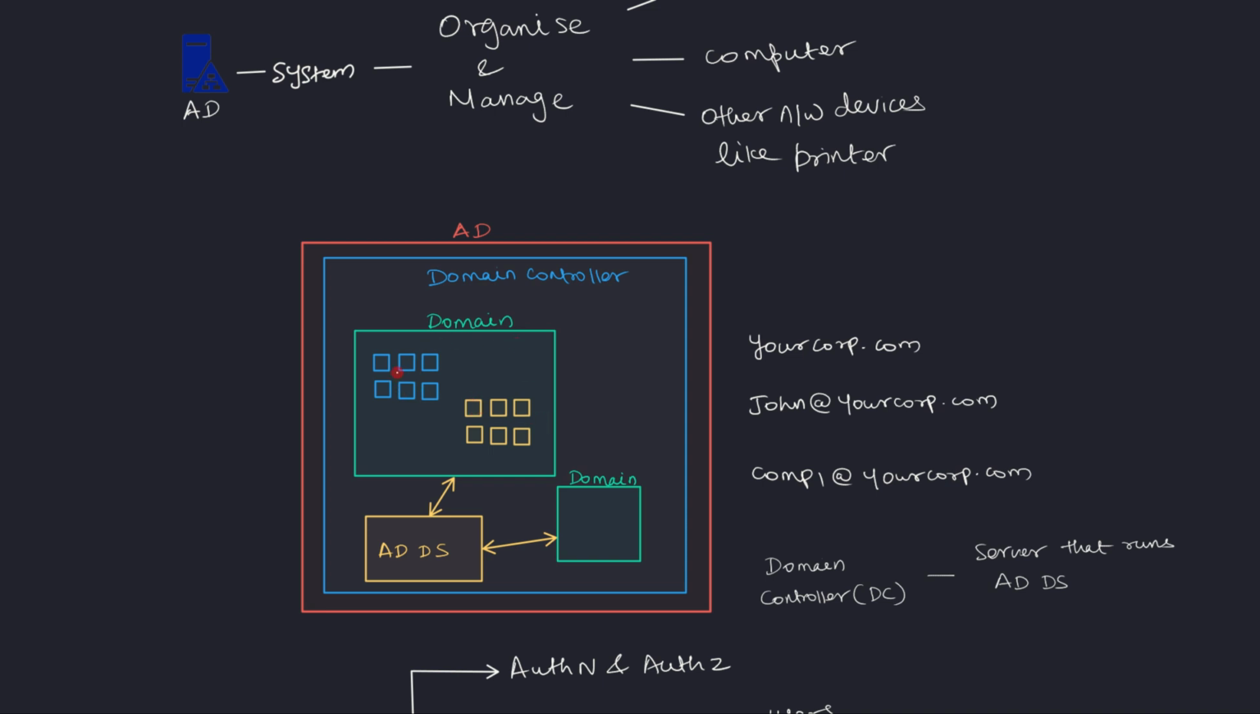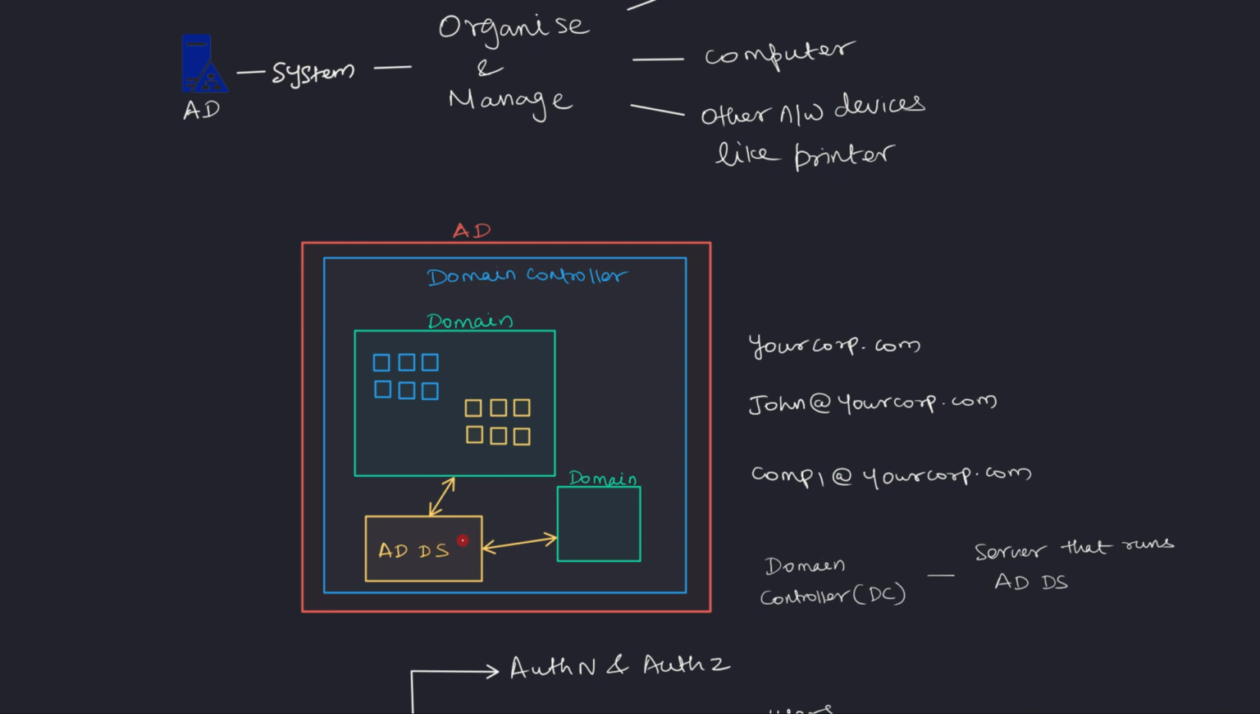For each of the users and devices within the domain, we'll have a unique ID. If you take a user called John, then John might have a unique ID like john@yourcorp.com. And if you have a computer, computer 1, within the domain, then that computer might have a unique ID like computer1@yourcorp.com. We can also have multiple domains, so some companies will have multiple domains to group the users and computers logically.